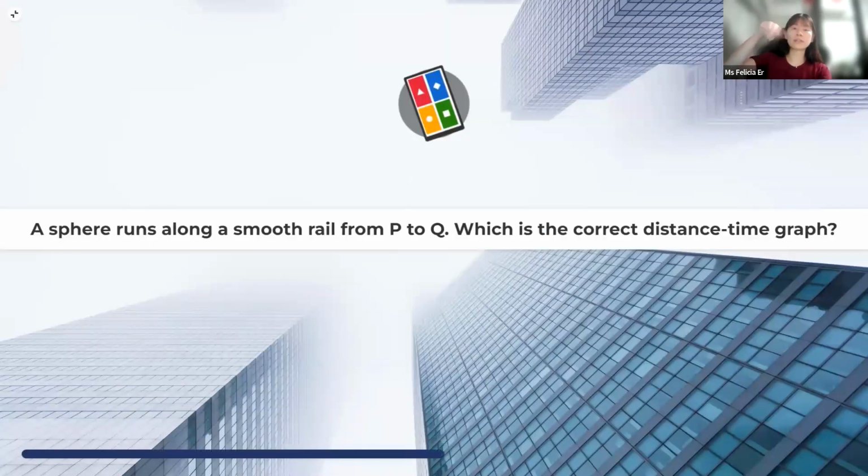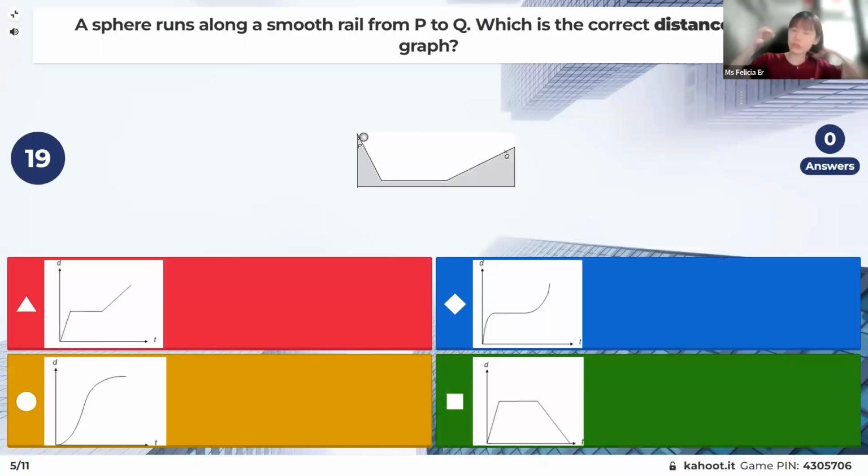Or you can draw the graph just now for that question. You can draw out the graph, then you find the area answer. Also can.